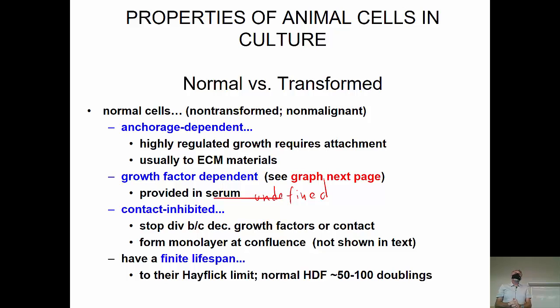And the last thing we have here is something called the Hayflick limit. And the Hayflick limit is interesting in that cells will divide a certain number of times and then they'll just stop. So in culture, cells will double maybe on the order of 50 to 100 times, and then they'll cease to replicate. So you'll get no more cells out of that culture.